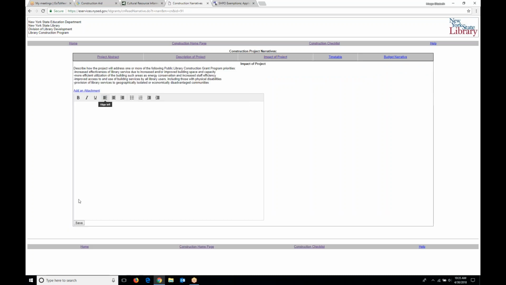Impact of the project, again, you can paste it directly from your intent to apply application. This is how will this project improve service at your library.